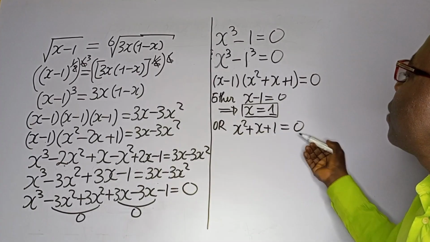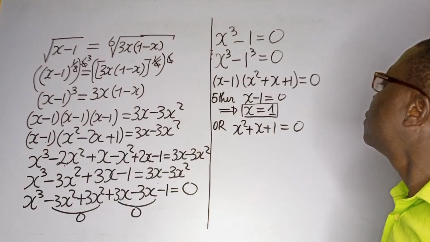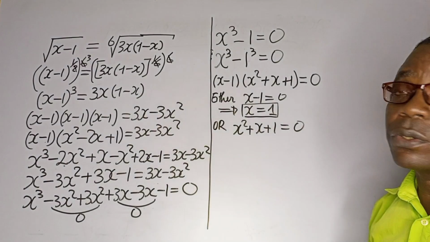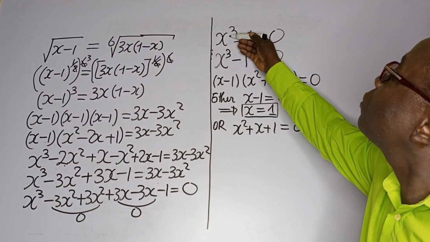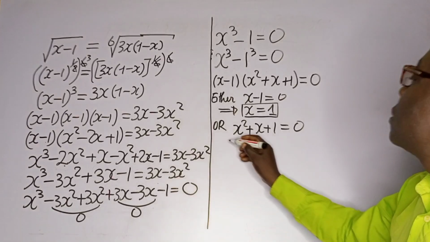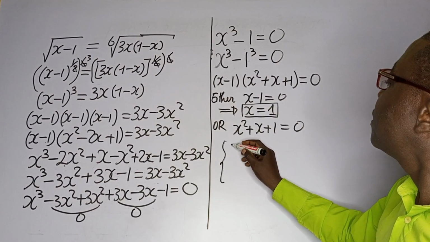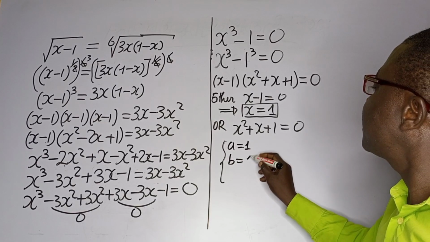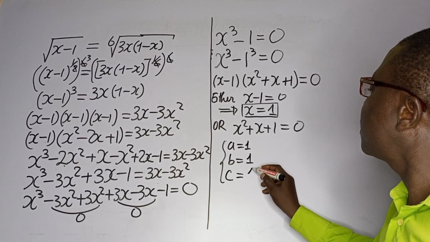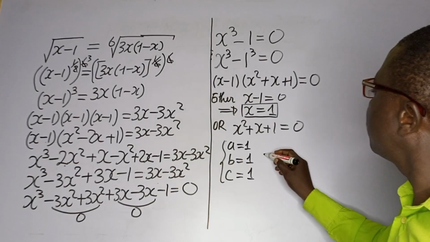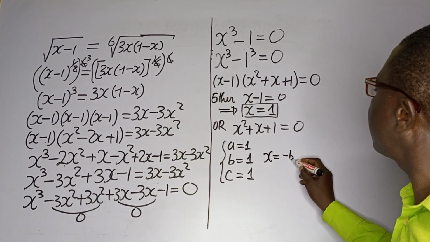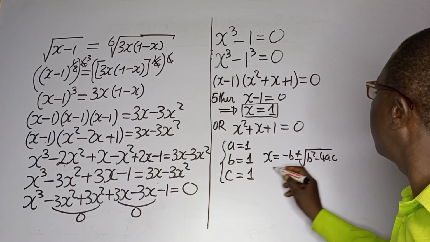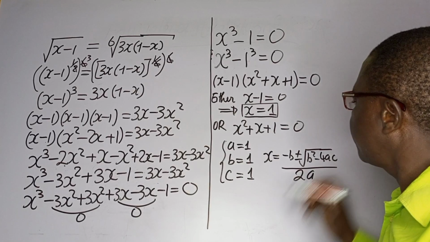Now, this is a quadratic equation, so we have to solve to get the remaining 2 solutions. A quadratic equation must always have 2 solutions, so that when we add to this, we'll have all the 3 solutions of this cubic equation. Let's collect our coefficients. The coefficient of x squared term is 1. The coefficient of the x term is 1, and our constant is 1. All right, so when we use the quadratic formula, x equals minus b plus minus the root of b squared minus 4ac all over 2a.